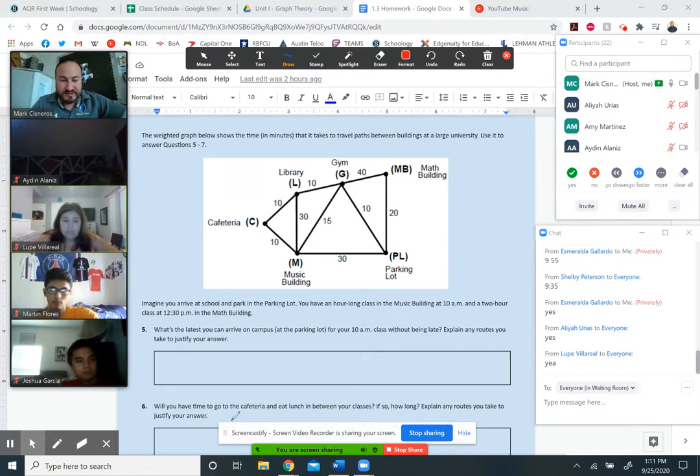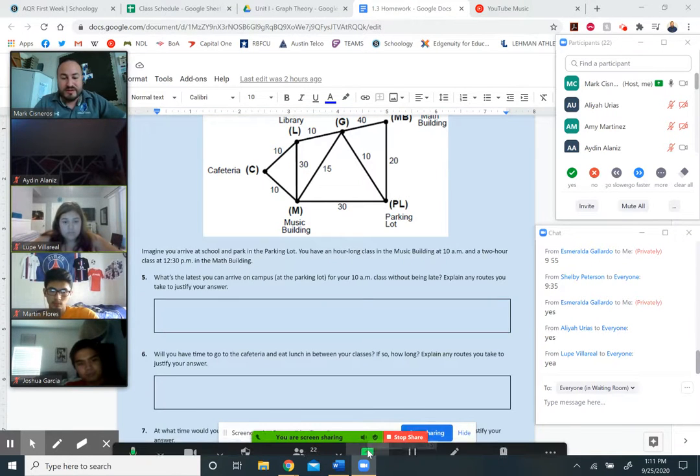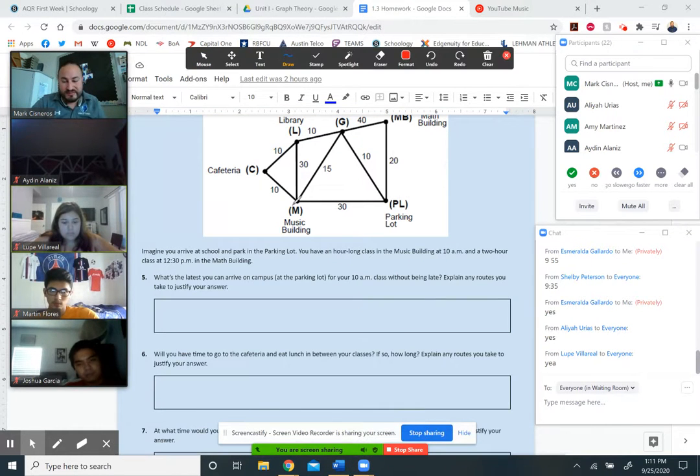If I want to go to the cafeteria, and then I also need to get to the math building by 12:30, I have an hour and a half in between my two classes. It says that the math one is at 12:30. So I need to find the quickest way to get from the music building to the cafeteria, and then from the cafeteria to the math building. If you weren't able to figure that out before, take a look at it right now. What's the fastest way? Obviously, from the music to cafeteria, 10, that's the shortest way. So this is 10 automatically. But now, what's the shortest way from the cafeteria all the way over here to the math building?